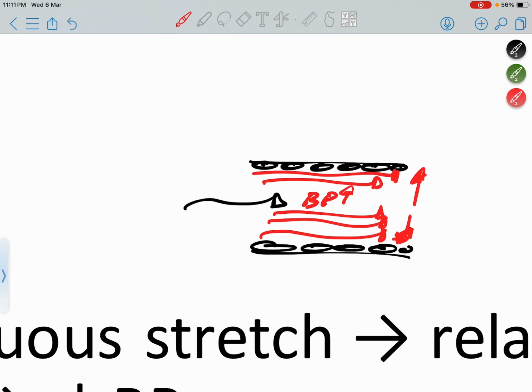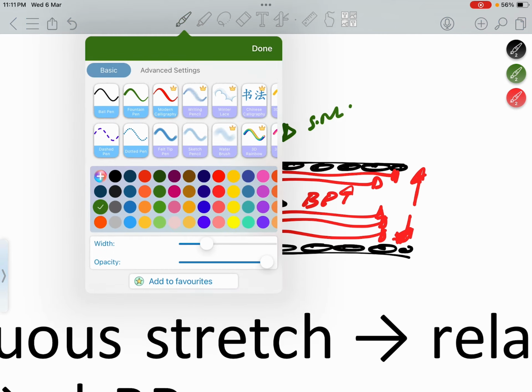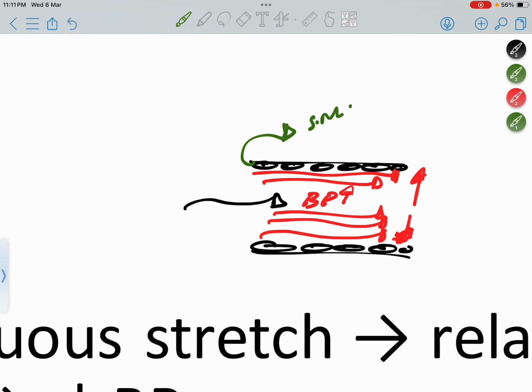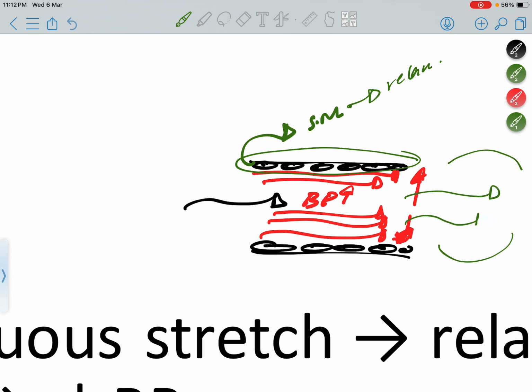So when there is stretching, what does the vessel wall do? This is the smooth muscle. What does the smooth muscle do? The smooth muscle will relax. If this gets relaxed, what will happen? It will be like this. The movement of blood flow is easy, so the increased BP is regulated.